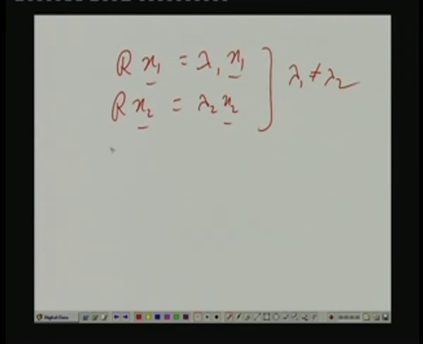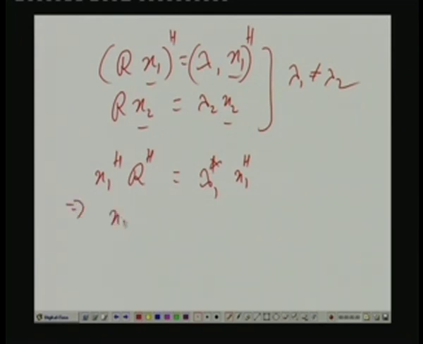Now, you take the Hermitian transposition of the first equation. What do you get? x1 Hermitian R Hermitian, but R Hermitian is same as R, never forget that. It is the same as x1 Hermitian lambda 1 Hermitian, but lambda 1 is a scalar, its Hermitian is the conjugate of lambda 1, and you can always write it in the beginning because it is a scalar number. So lambda 1 star x1 H, which also means, as R H and R are same, x1 H R equals lambda 1 star x1 H.